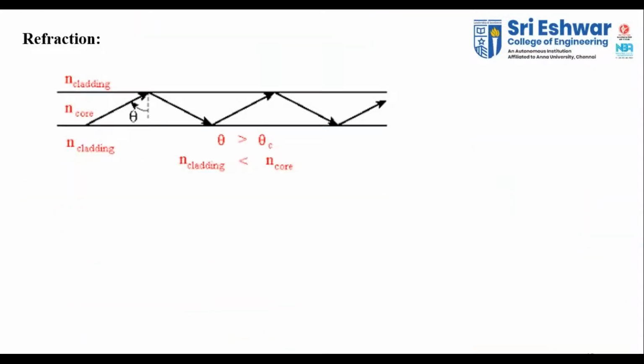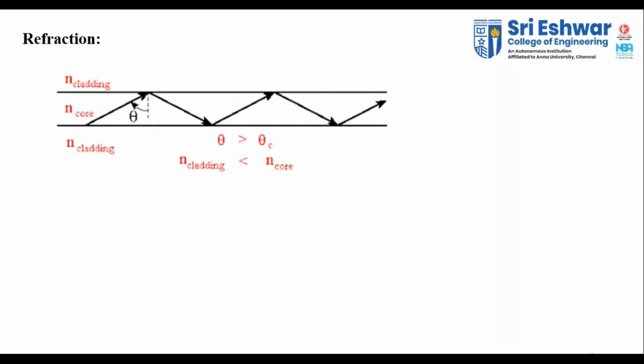So please see this one. The light waves pass through the core. What is above the core? Cladding is there. So our condition is theta should be greater than theta c. The incident angle should be greater than the critical angle. Only then will reflection happen. So the light waves do not enter into the cladding.